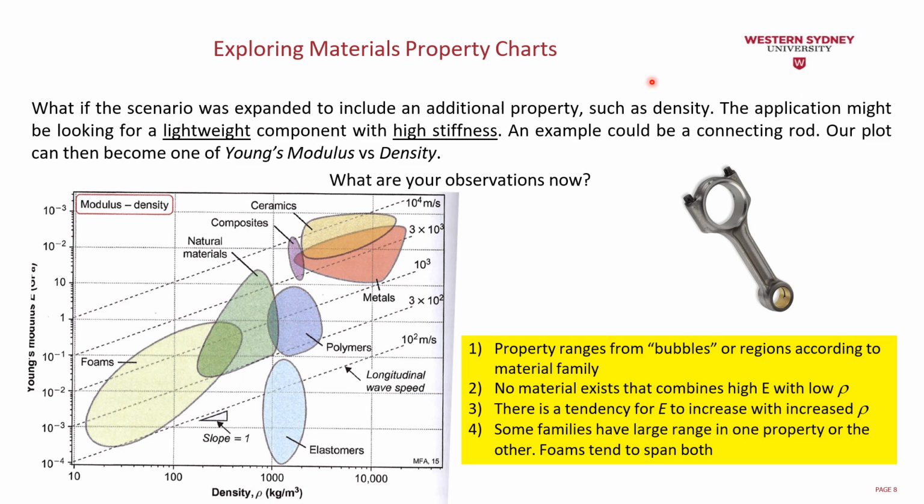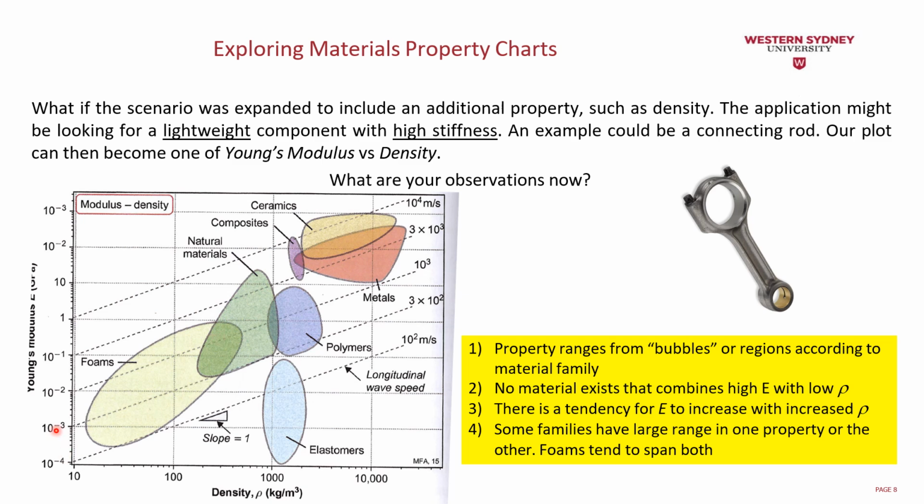Second, we can also notice that no material exists that combines a high E with a low rho. You can see that even the foam has a low rho and a low E. There's nothing with a high modulus of elasticity and low density, nothing in this area. There's a tendency for E to increase with increased density. Some of the families have a larger range in one property or the other, and this one has a larger range in both.